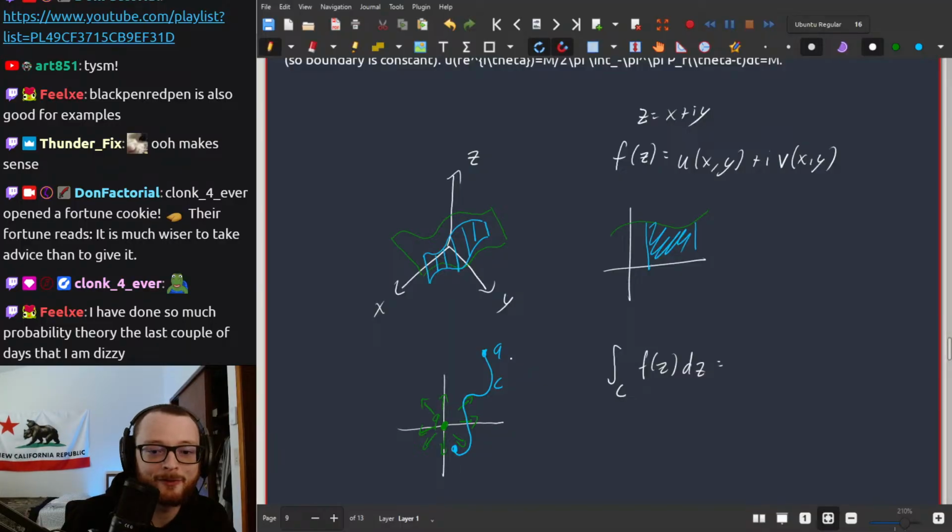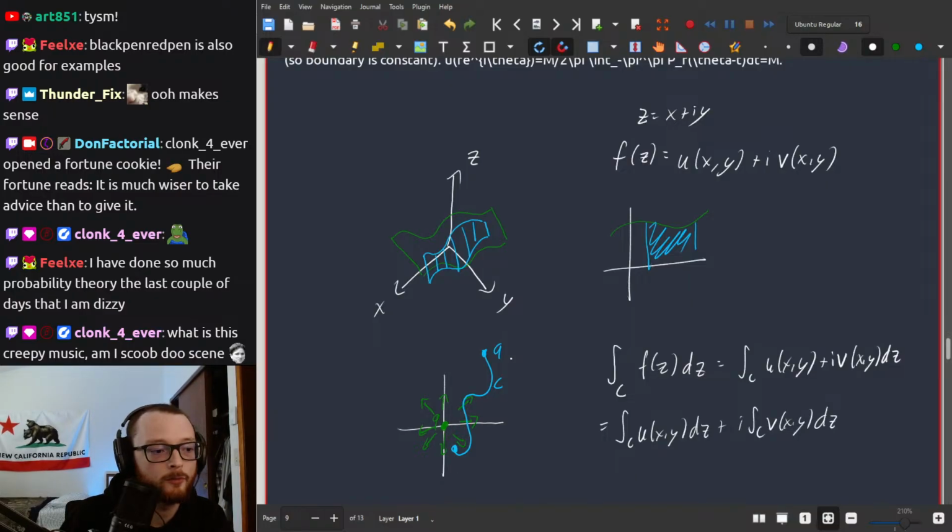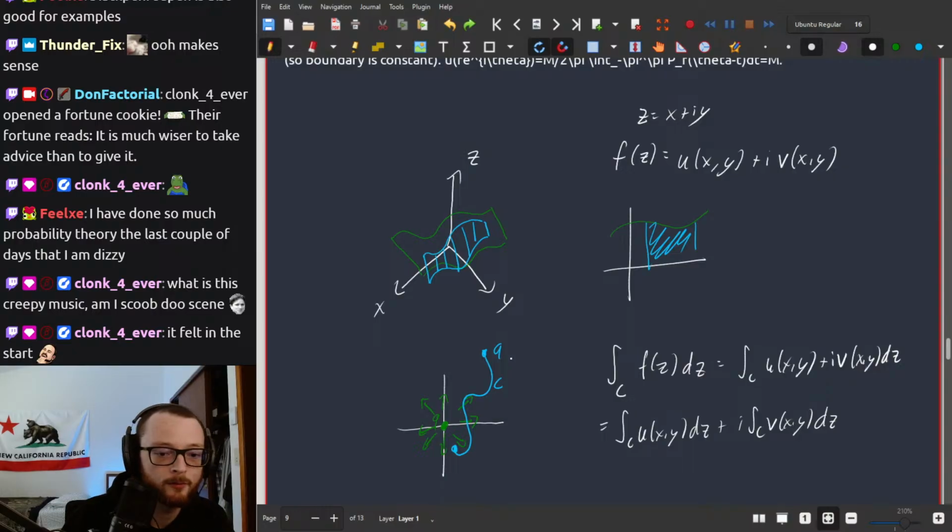And then you can do the same thing with splitting up into a real part and an imaginary part. So with complex numbers, you can usually recover geometric meaning by making it into a typical real valued situation.